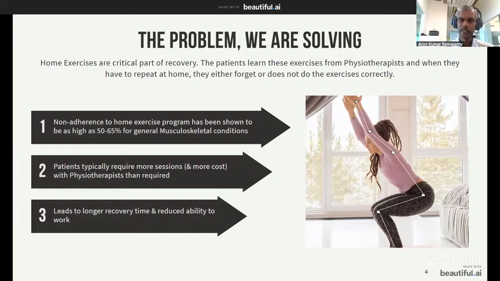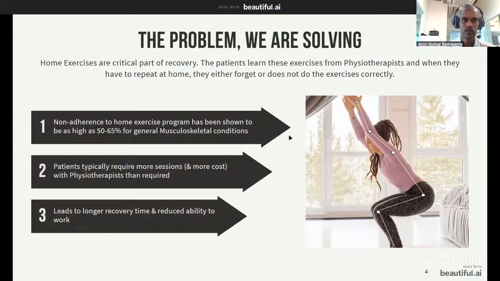And there are many studies that have shown that these patients, when they have to do these exercises at home, either don't do them because they forget, or for whatever reason they don't do them, or even when they do, they don't do them correctly. Sometimes they don't have that live feedback mechanism at home, because of which they don't do it correctly and it's not effective, right? Even when they do it, it's not effective. So this is the problem that we address.